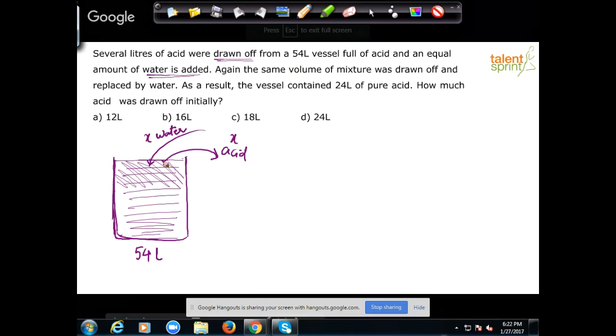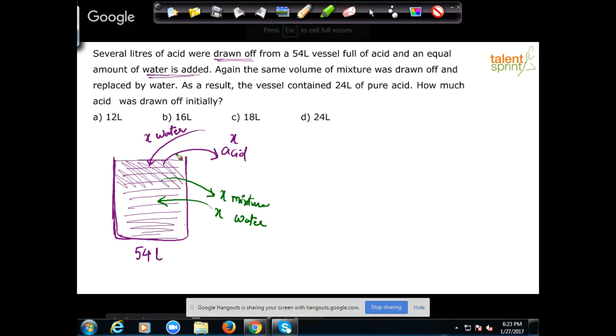Now from this mixture, we repeat the step. What do we do? We remove the same volume of mixture. So in the second step, let me use a different color just to explain the second step. In the second step, we'll remove X of mixture, right? Now it has become a mixture of acid and water. And you have again added the same quantity of water. You have replaced that with water, right? How much water? X of water. You don't have to do all this drama in the exam, drawing a vessel and all that. I'm just trying to explain the problem to you, right?